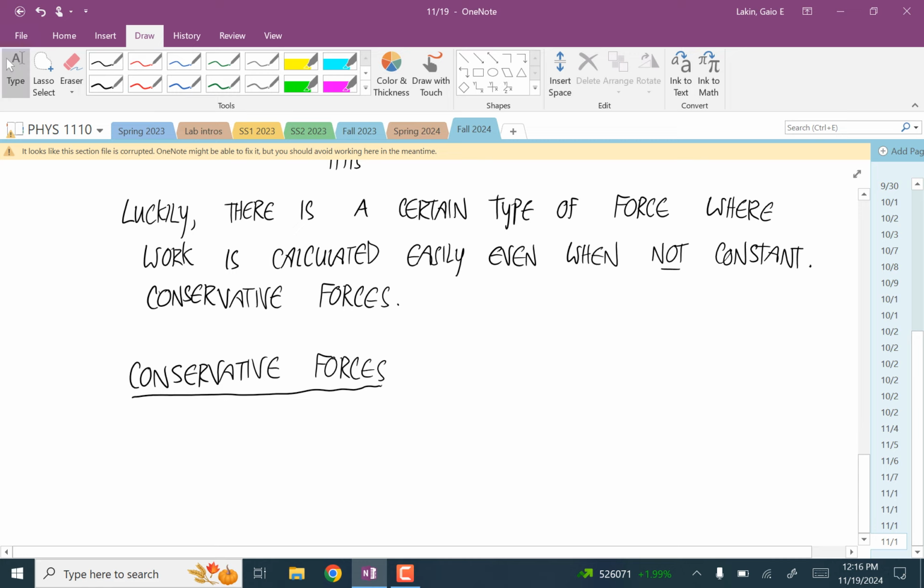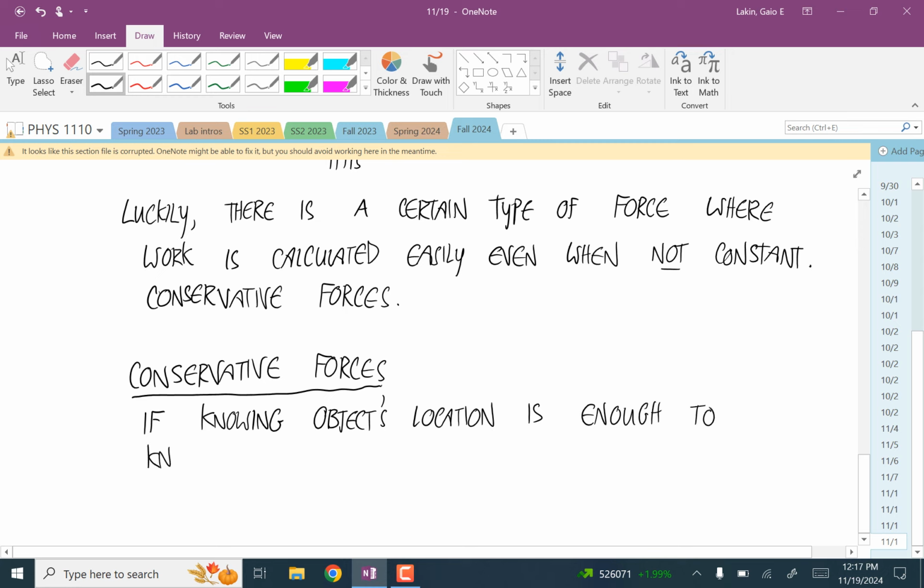And so here is the definition of a conservative force. Calculations become easy if the forces you're dealing with are in this category, conservative forces. And the definition of this category is: if knowing the object's location is enough to know the force, then the force is conservative.